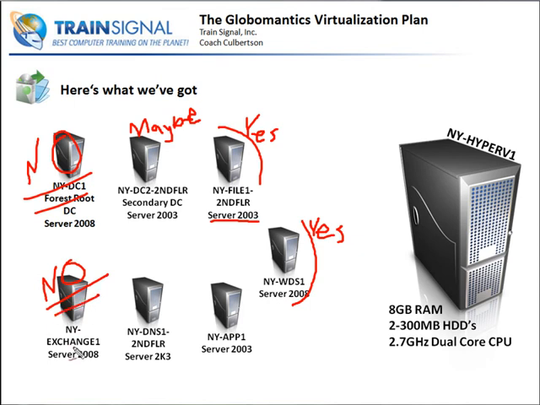Not a good candidate for virtualization. An email server is critical to the lifeblood of your company. It's probably going to be the busiest box in your whole network. We're not going to virtualize this guy. All right, how about a DNS server?